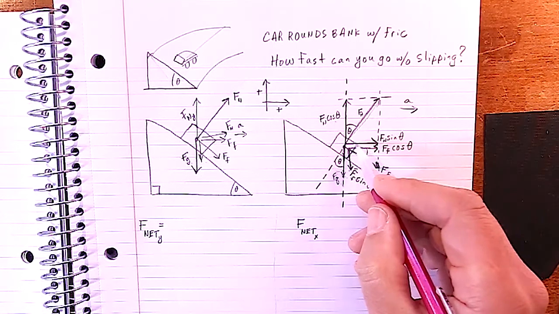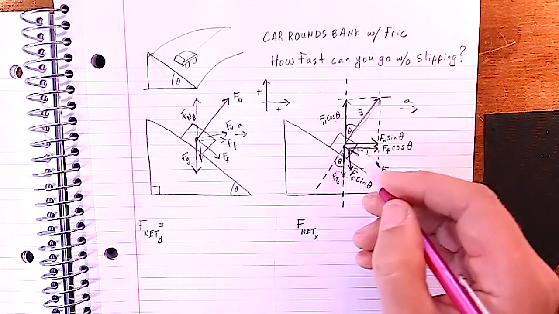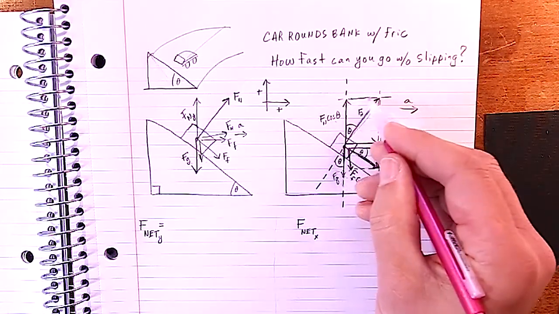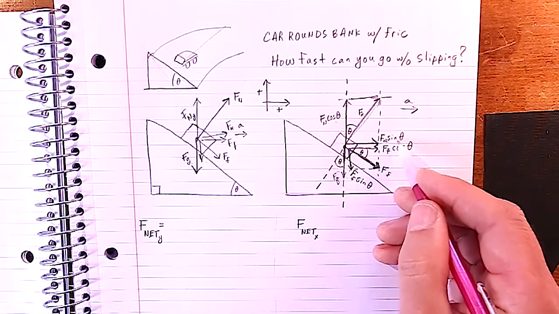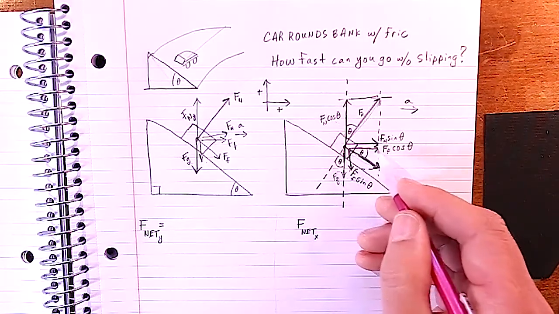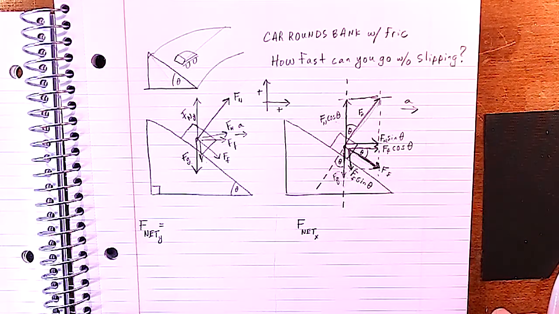Then in the direction or plane of acceleration, we have the component of Fn acting towards the center of the circle. We have our opposite side, so that's going to be Fn sine theta, and we have the component of Ff acting towards the center of the circle, which will be Ff cosine theta.